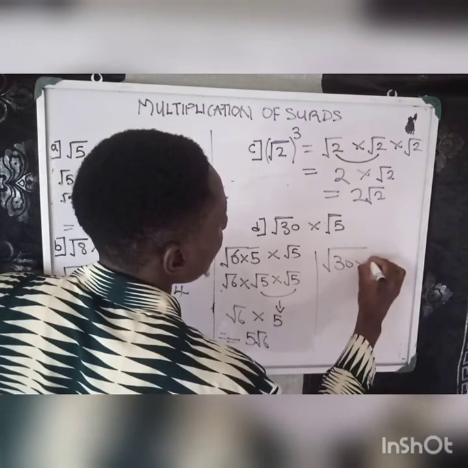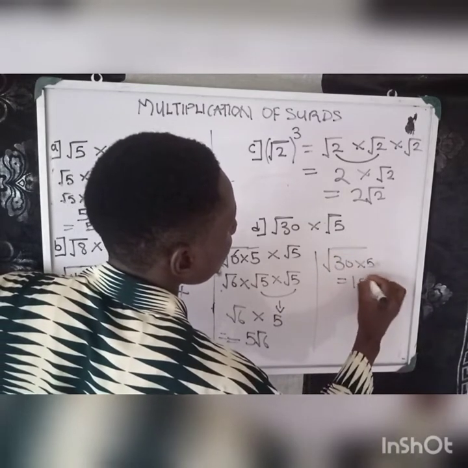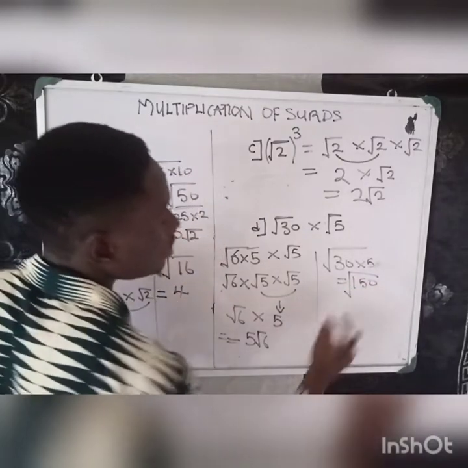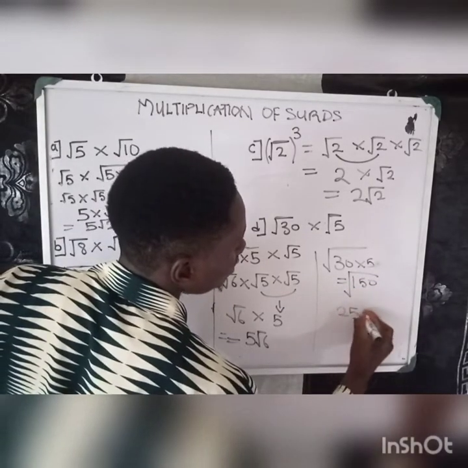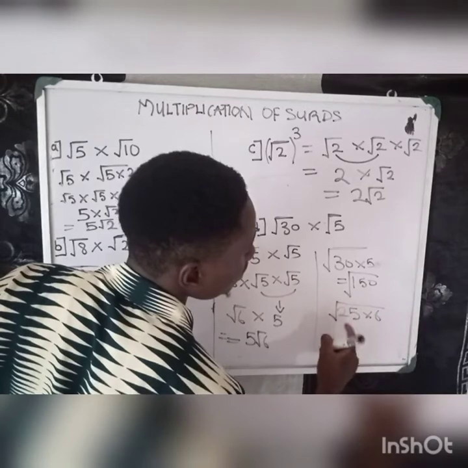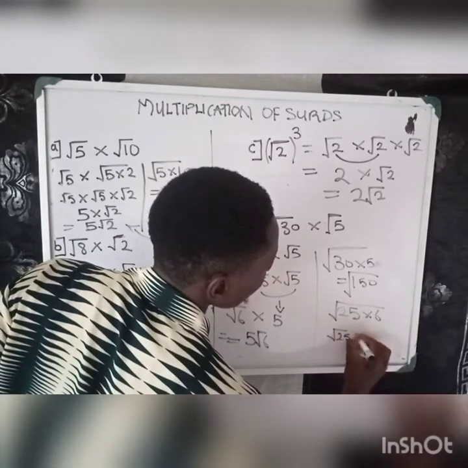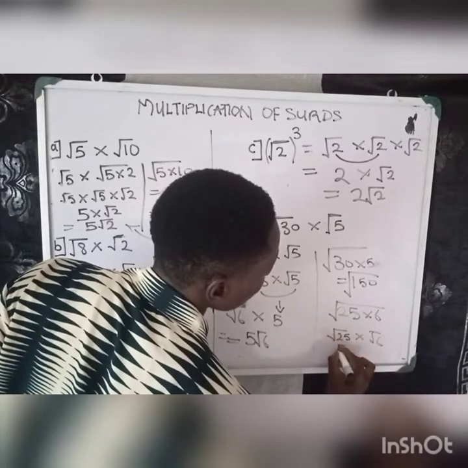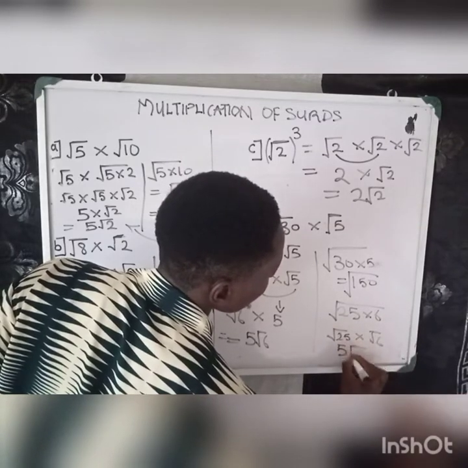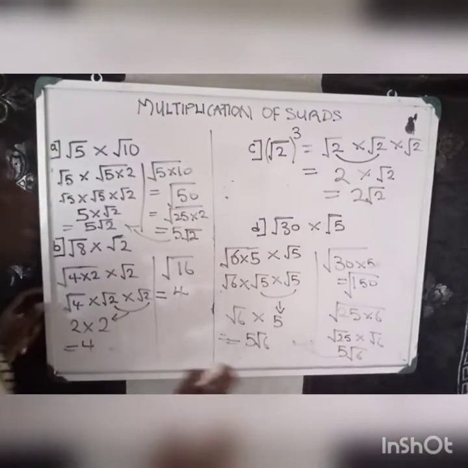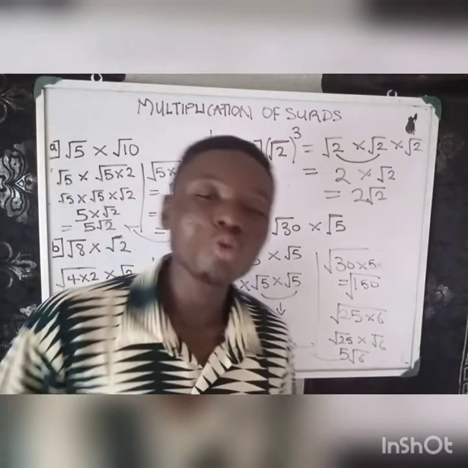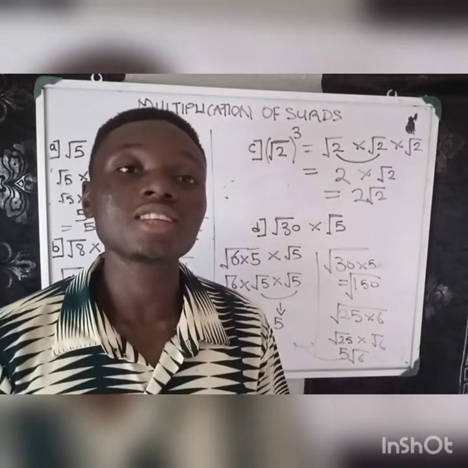30 times 5 is 150. Still on square root, 25 can go. 25 times 6 is 150. Square root of 25 times square root of 6. And square root of 25 is 5, times root 6. Notice that no matter the method we used, we must always arrive at the same answer.